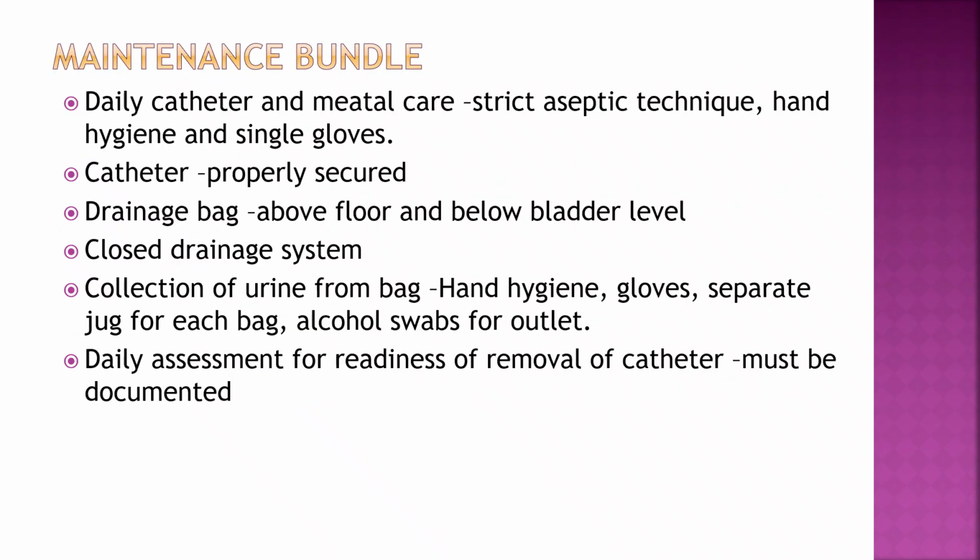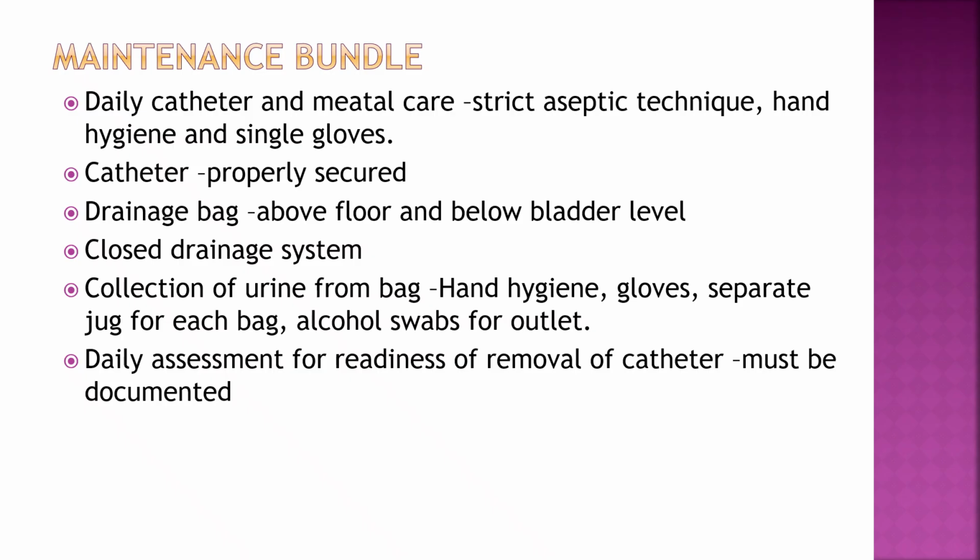Now the maintenance bundle. What things do we have to do daily? Daily catheter and meatal care, with strict aseptic technique, after hand hygiene and with single gloves used for a single patient. Then the catheter properly secured, the drainage bag above the floor and below the bladder level, and a closed drainage system. For collection of urine from the bag, a separate jug is used, hand hygiene is done, gloves are used, and then an alcohol swab is used for asepsis of the outlet.